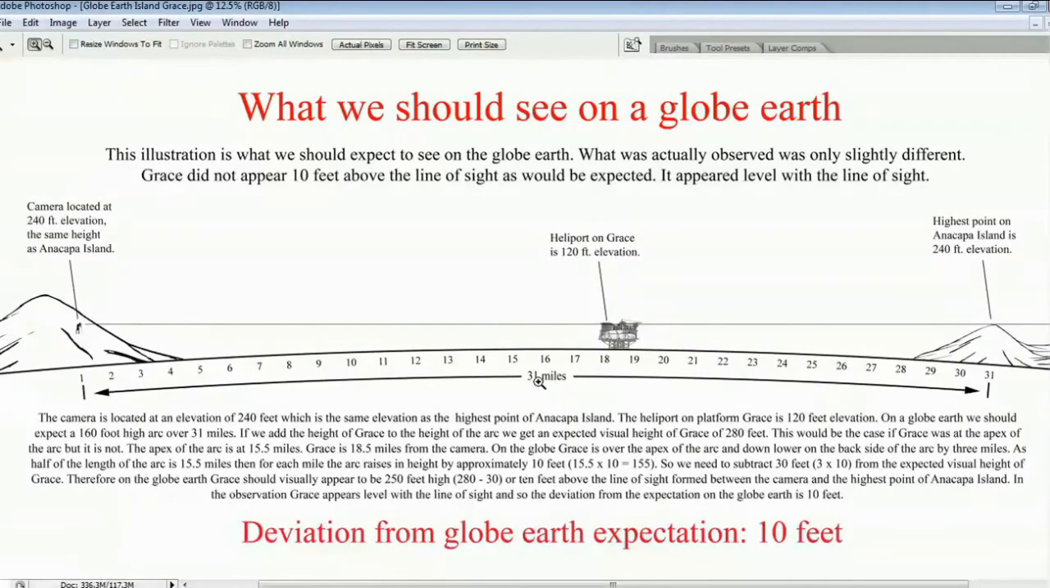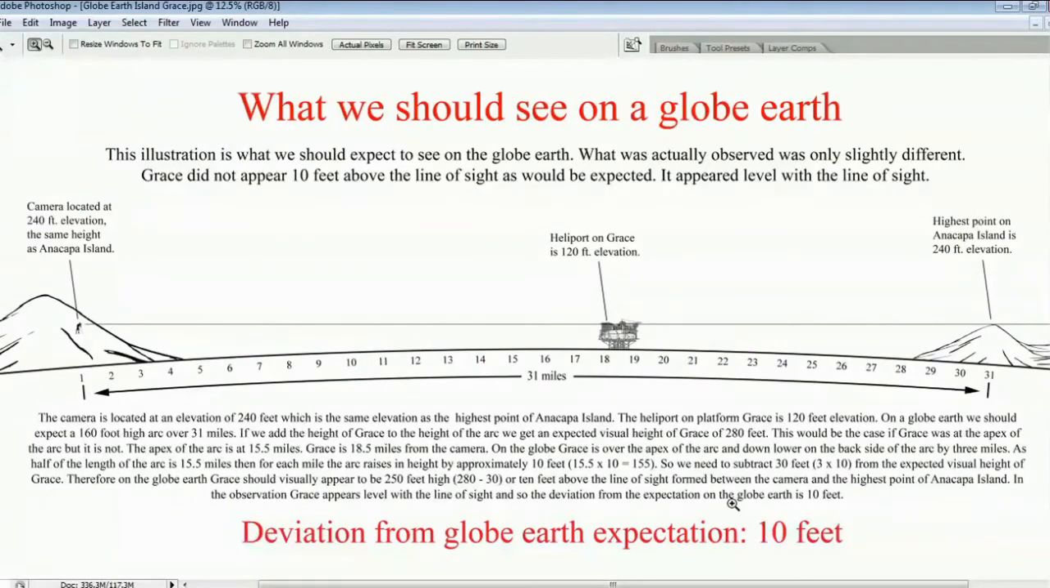280, which is the 260 plus the 120, minus the 30, because it's over the apex and down the backside. Or 10 feet above the line of sight formed between the camera and the highest point of Anacapa Island. In this observation, Grace appears level with the line of sight, and so the deviation from the expectation on the globe is 10 feet.